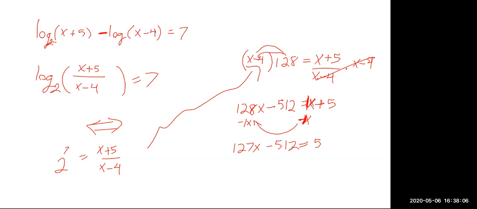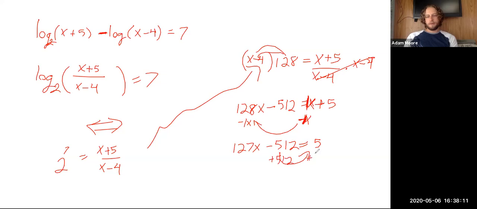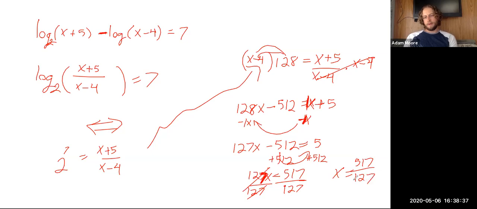Yes. We'll plus it over there. Plus 512, like we do. And then let's see here, 127x equals, what is that, 517, I guess? Oh gosh, it looks terrible. 517. Dividing it up, we're as good as it gets. We got ourselves 517 over 127. I don't think it reduces. I sure hope it doesn't. And there you go.